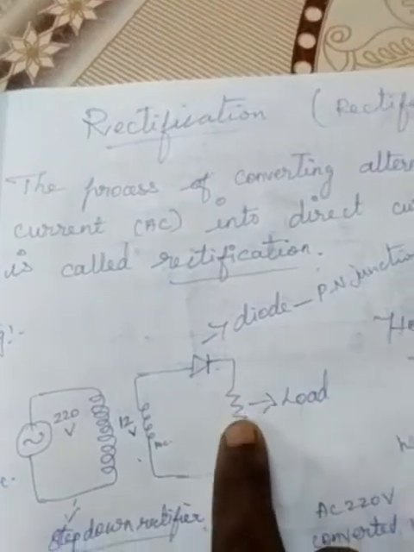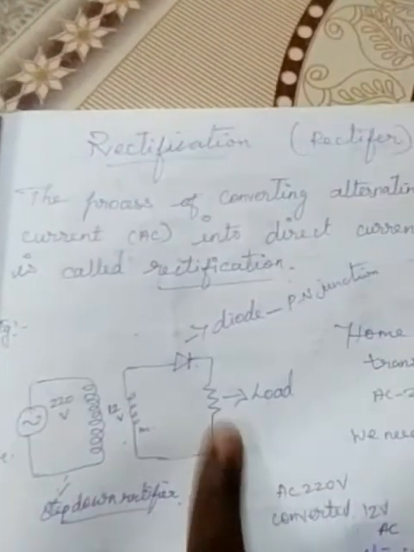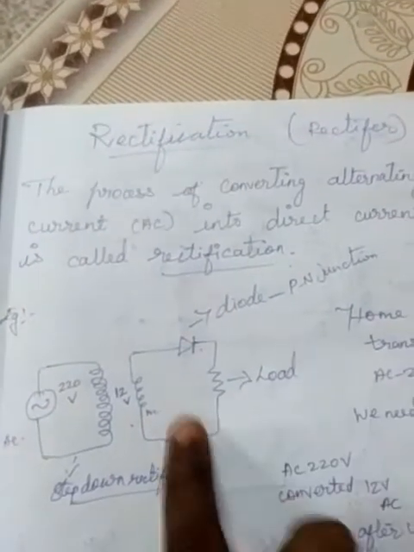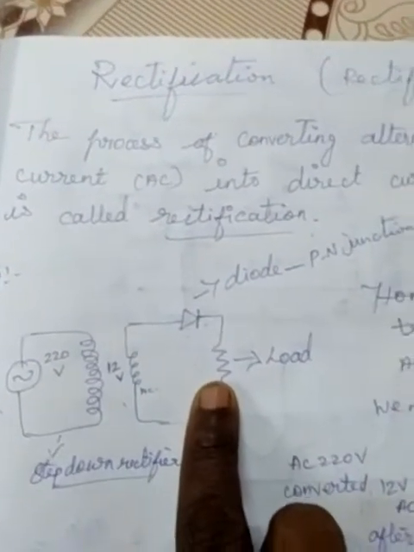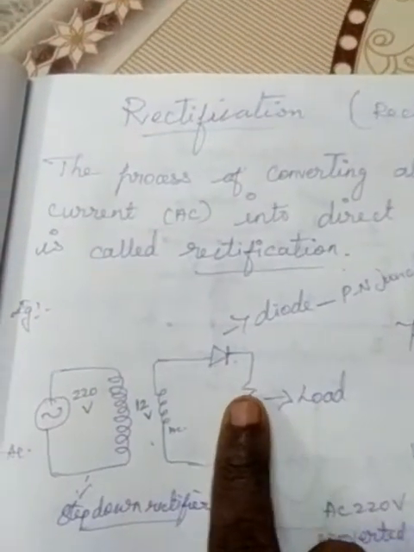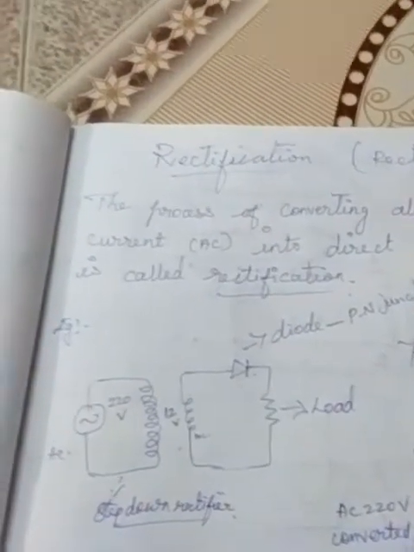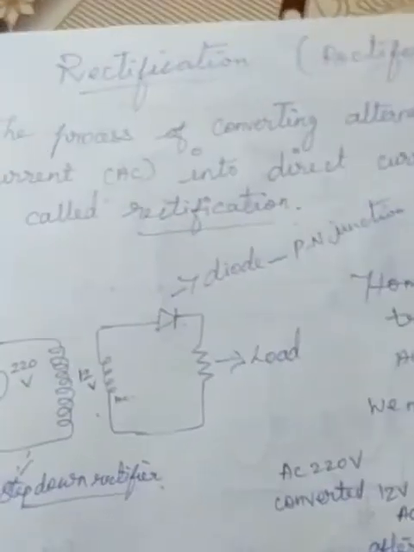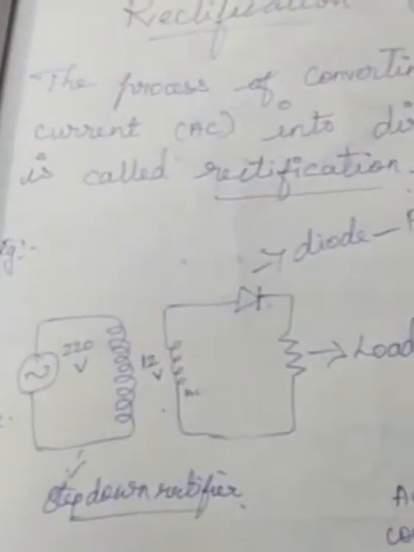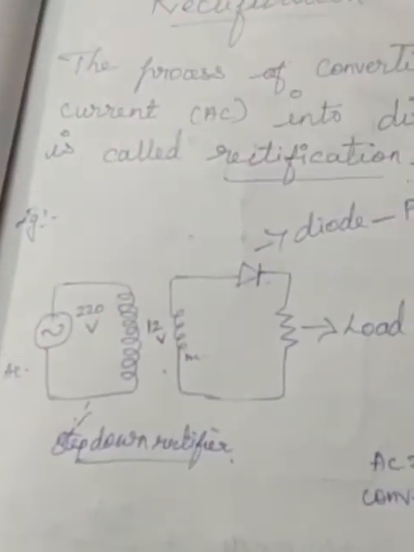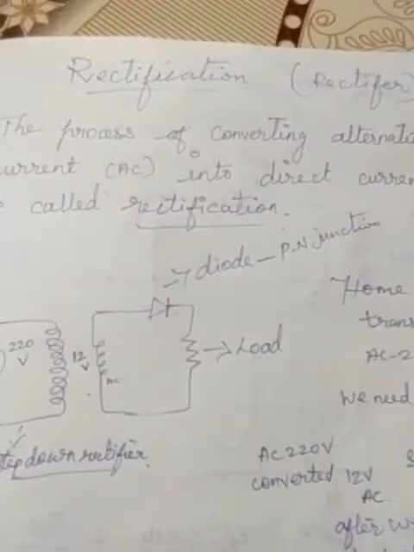After that the current goes through the load. Load means whatever appliance we are using. Now if we are charging a cell phone, the cell phone is the load. We denote it as RL, the appliance, whatever electrical appliance we are using. This is a rectifier. Simply, a rectifier converts AC current to DC current. This is a rectifier.